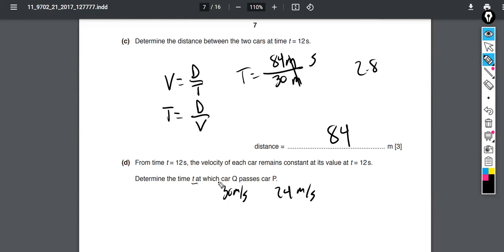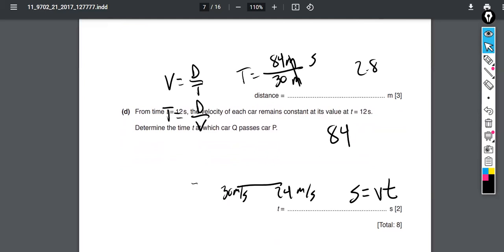So we need to actually find when car Q passes car P. So the distance, we want to set it to be the same. So it's kind of like the displacement equals velocity times time. And we have to cover 84 meters. But how much more distance is the other car going to pick up too? So we have to compare their rates here. What's the best way to go about this calculation? I'm going to puzzle over it for a moment or two, and you can do the same thing.